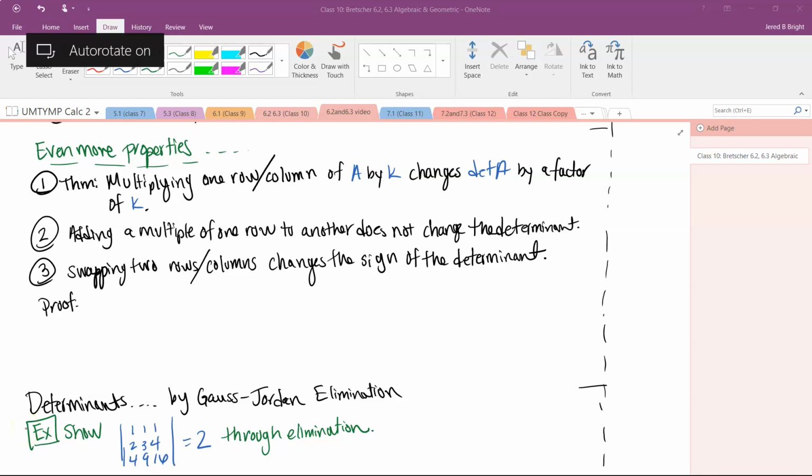Welcome back. In the last video we looked at a nice property related to the determinant, where we said the determinant is effectively linear, and now we're going to have some more properties to begin this video.